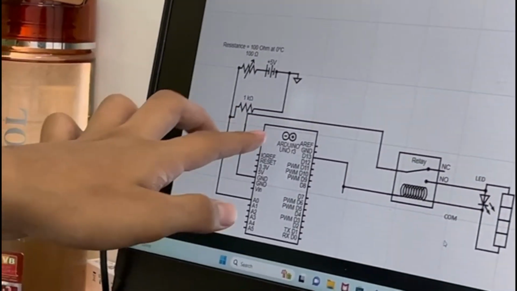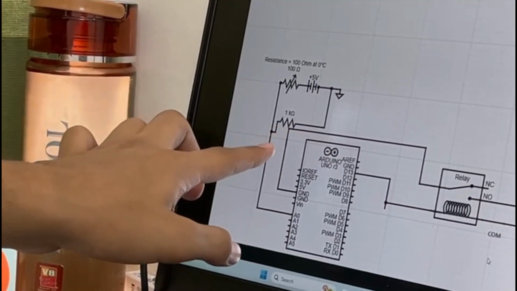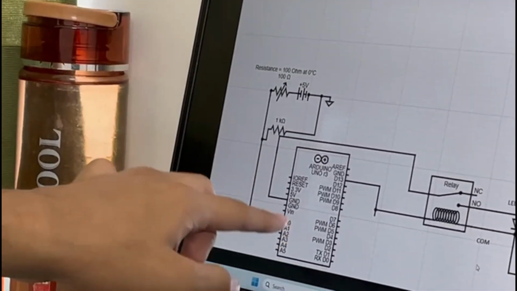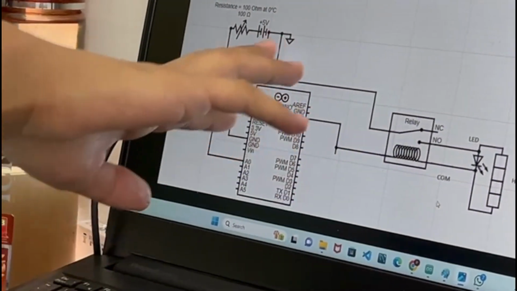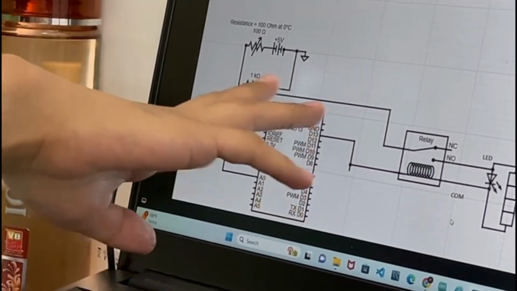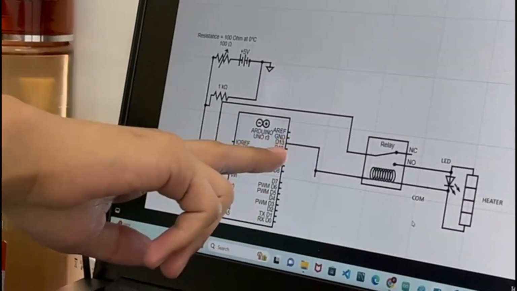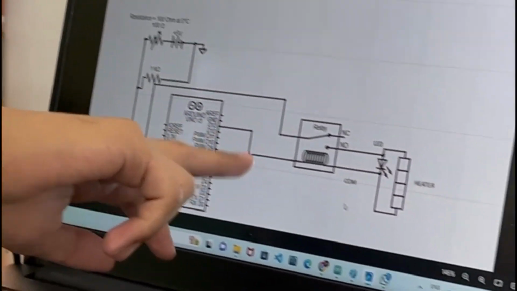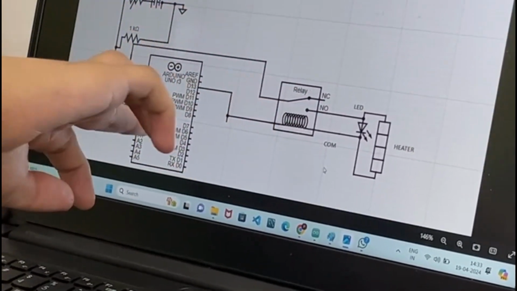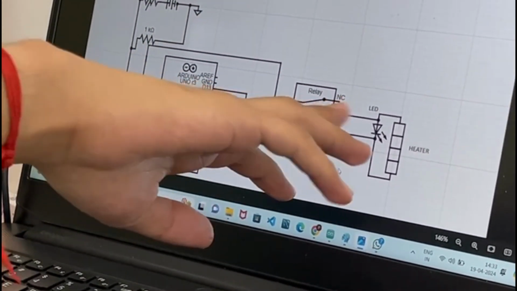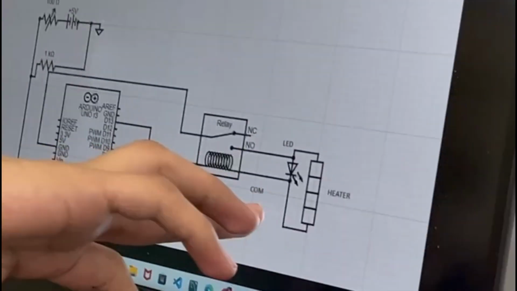The voltage across the 1 kilo ohm resistor is given to the A0 pin, and we have written a code, and according to the code, the Arduino does all the processing, and from the digital 13 pin the output is given to the relay, and the other end of the relay is connected to the ground pin. The relay has 3 pins: NC, NO and COM.